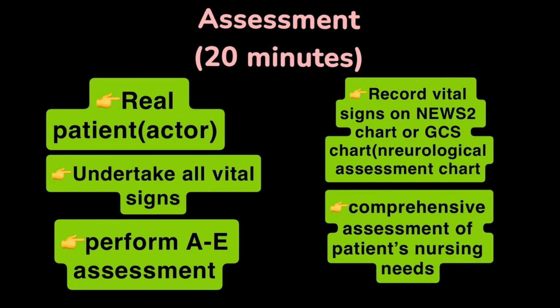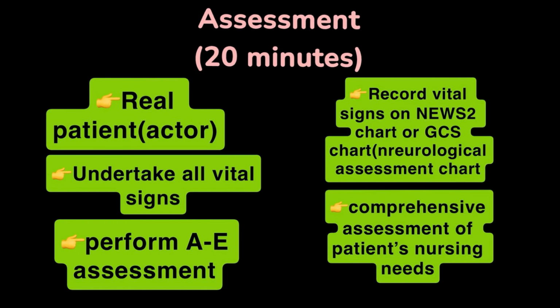You have to perform an A to E assessment. A to E includes airway, breathing, circulation, disability and exposure. You have to perform all these things for real: take all the vital signs, perform all the checks, and ask the actor questions about this, and he will respond to you.